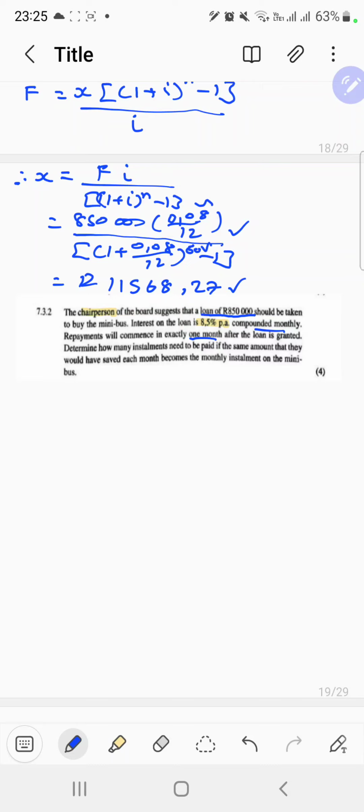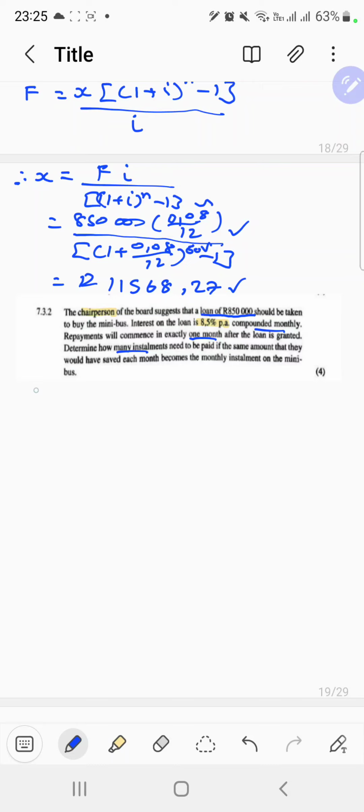So these are some of the areas you need to get used to. Determine how many installments. This basically tells us we need to calculate the period within which we can pay off this amount of money. I'm saying a lot of things at once. Determine how many installments need to be paid if the same amount that they would have saved each month becomes the monthly installment. So that means this amount up here becomes what we are willing to pay each month.